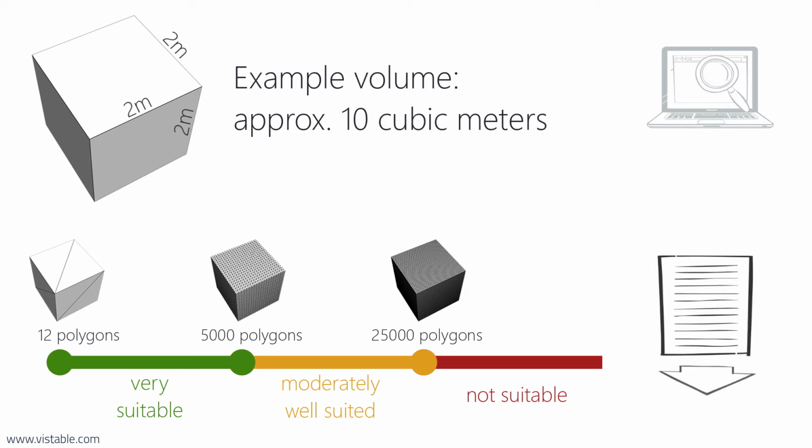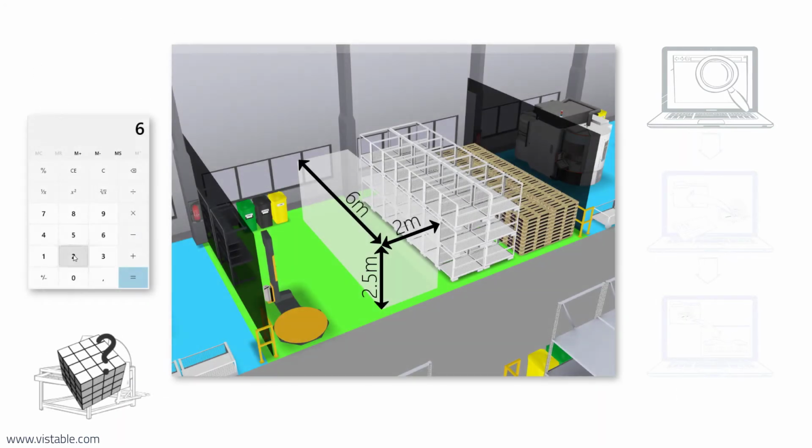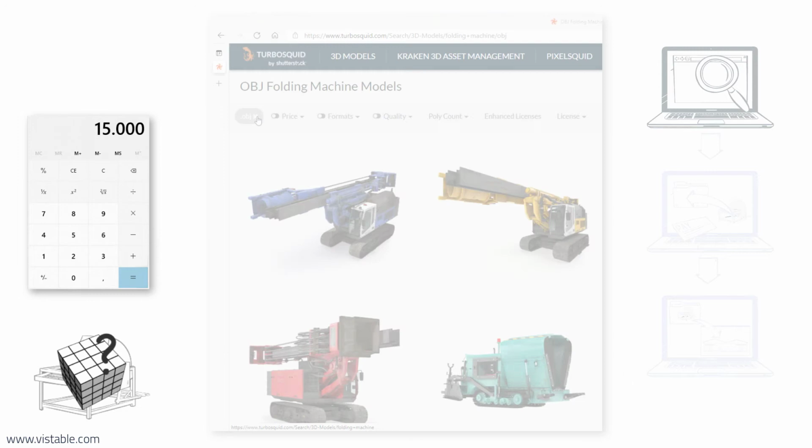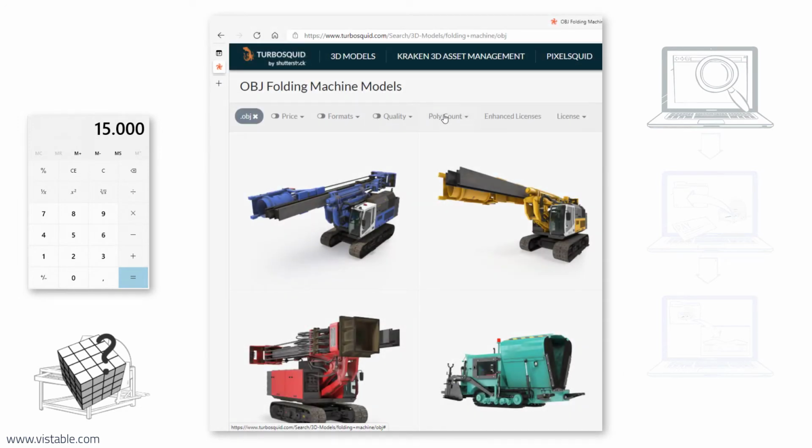Please check the link below in the video description. There you will find the recommendations for model complexity for the current computer technology. If you know the size of your model, then you can calculate the appropriate number of polygons yourself. You can then enter the calculated upper limit as a filter on the model platforms.